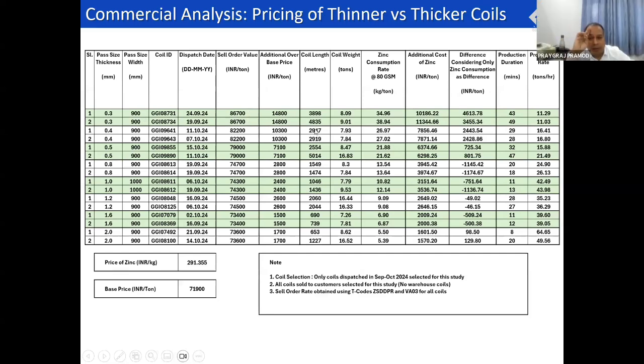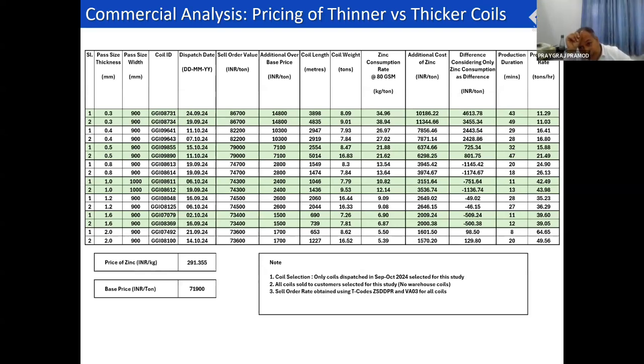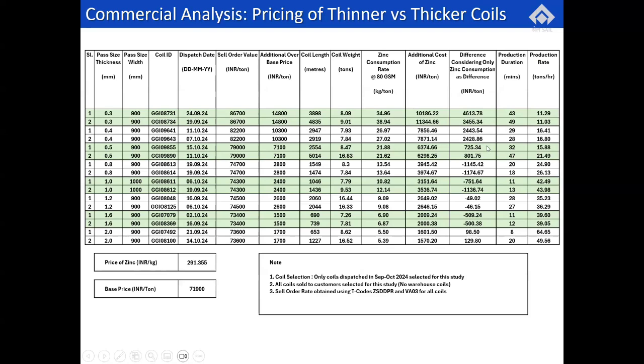Really sorry for interrupting again, boss. Yeah, please. Do we understand it like this? The third last column, wherein we are discussing the difference considering only zinc consumption as the difference. So is it like 725 and 800 rupees per ton is additional cost that we are incurring in 0.5 900? Sir, in this coil, 725 and 800 are the profits that we still have due to the enhanced realization.